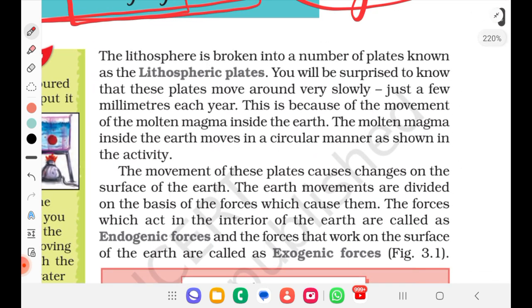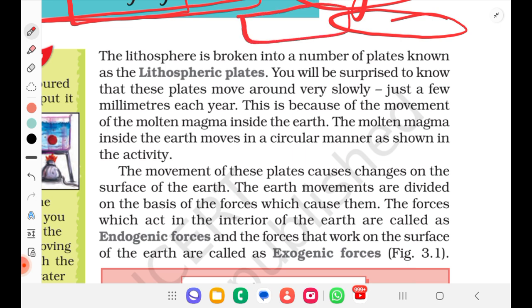The lithosphere is broken into a number of plates known as the lithospheric plates. We already studied what the lithosphere is, that is, the uppermost part of the earth, or the crust. So now that lithosphere is not one single piece, but it is broken into different plates. That is said to be lithospheric plates.